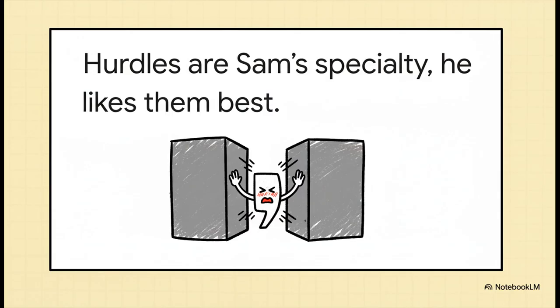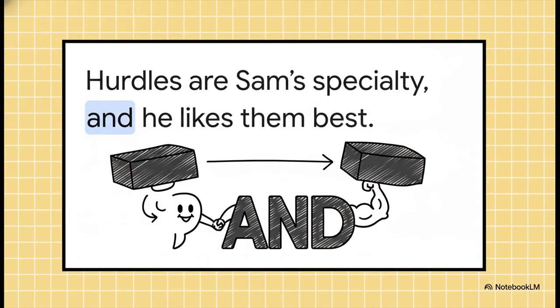Okay, let's try this with a comma splice. Hurdles are Sam's specialty, he likes them best. So here, the writer used a comma, which is a good start, but they forgot the second part of the tool. You have to remember, a comma all by itself just isn't strong enough. This is the crucial part. You need both pieces. We keep the comma, and we add the FANBOYS conjunction and. Hurdles are Sam's specialty, and he likes them best. And there you have it, a perfectly structured sentence. But what if you want a slightly different style? Let's check out our second tool.